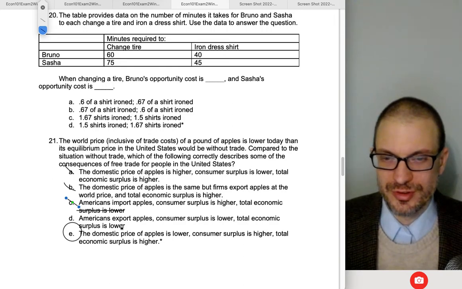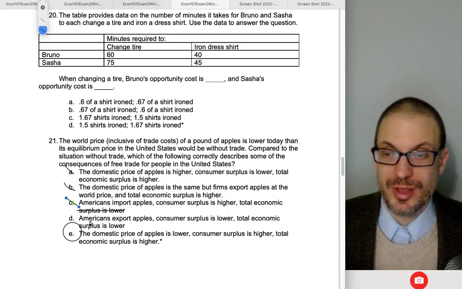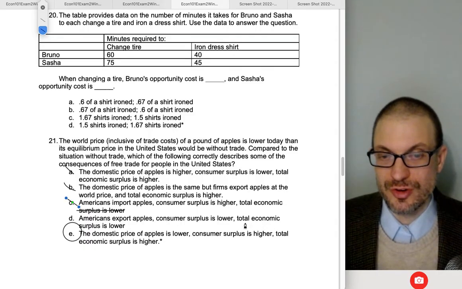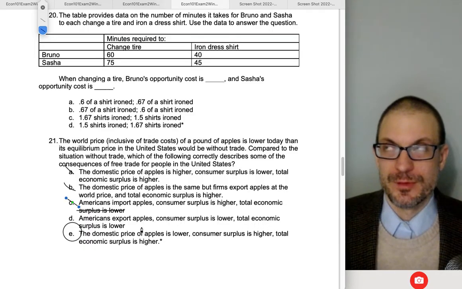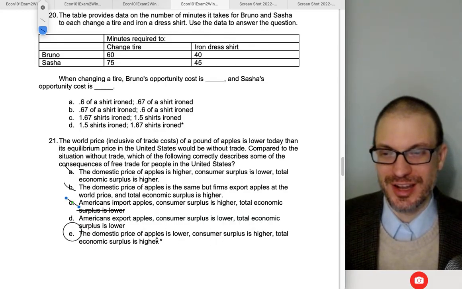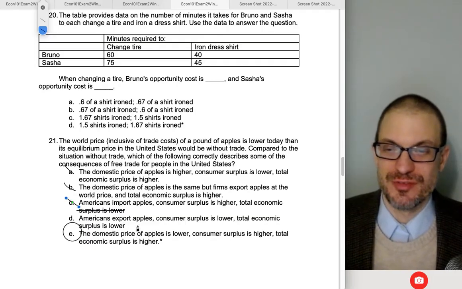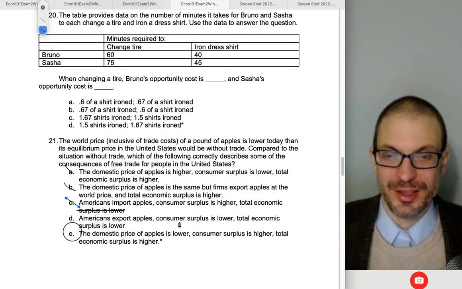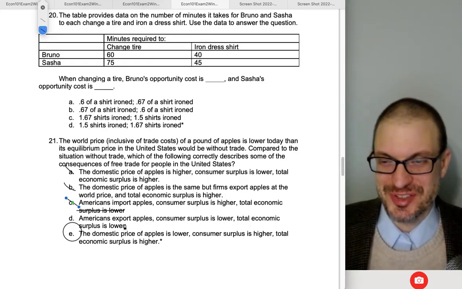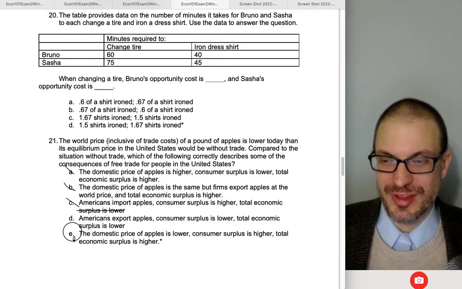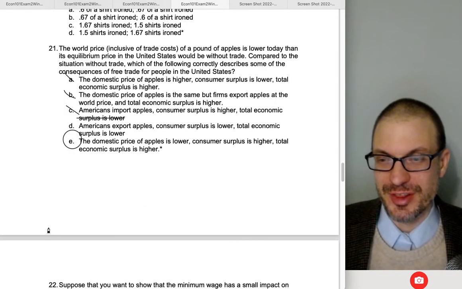Americans export apples. Consumer surplus is lower. Total economic surplus is lower. No. So not only are we not exporting apples, but if we did export apples, because it'd be a free trade situation, total economic surplus. Okay, so if we were exporting apples and had a comparative advantage in apples, then total economic surplus would be higher. Actually, here, if we exported apples, that'd be a really bad idea. So yeah, then I guess consumer surplus would be lower. Total economic surplus would be lower. But we have no reason to think that we would export apples. Definitely D is not the best answer. E is definitely the best answer.